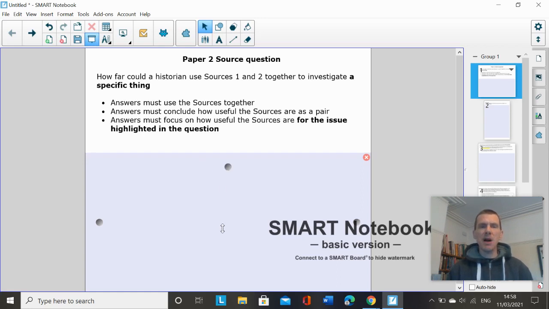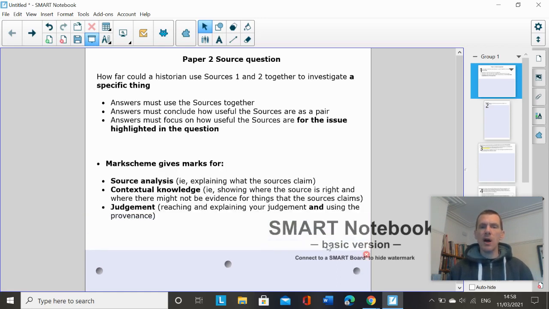In terms of the mark scheme, what they're looking for are three things. And actually, these are the same things that you would find in a paper 3 source question, to the extent that the basic mark scheme is exactly the same with just one or two words changed. So they're looking for three things. Firstly, have you shown source analysis skills? Do you understand what the sources are talking about? Can you explain what they're claiming?